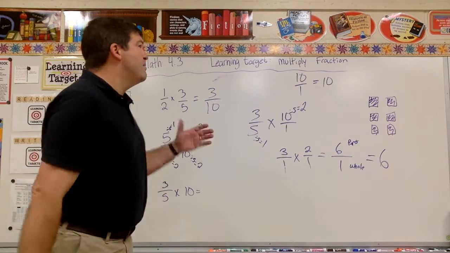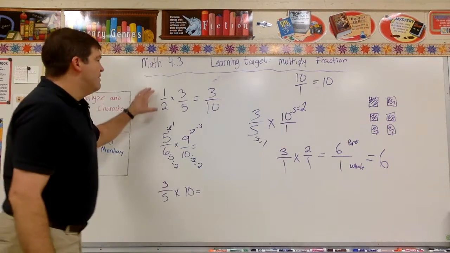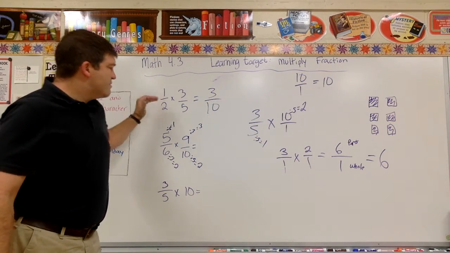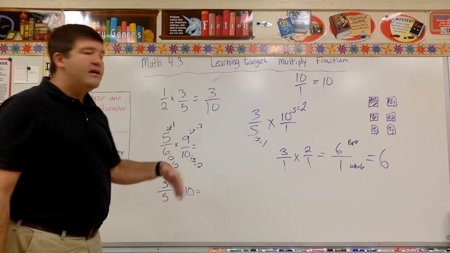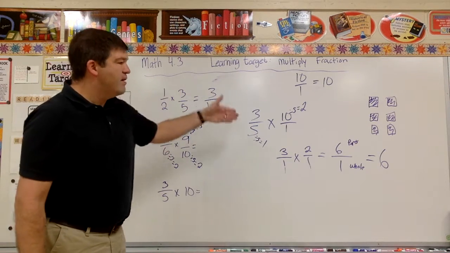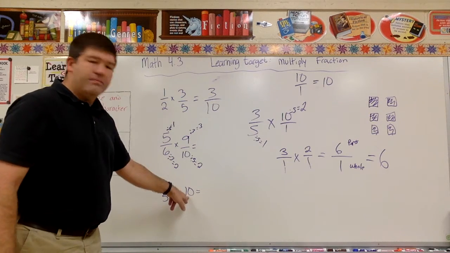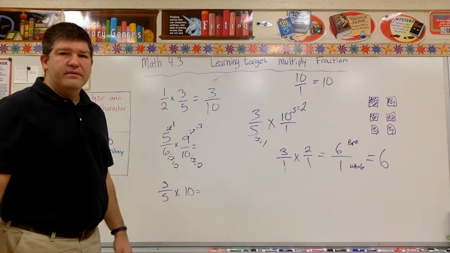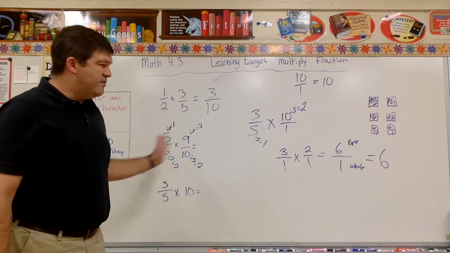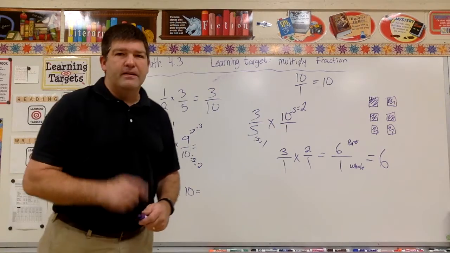Okay? So that's how you multiply fractions. You can just go across and then simplify. You can simplify before and then go across. You might need to put a 1 under a number so that it's a fraction, and then you just go across. Okay? And don't forget to simplify.